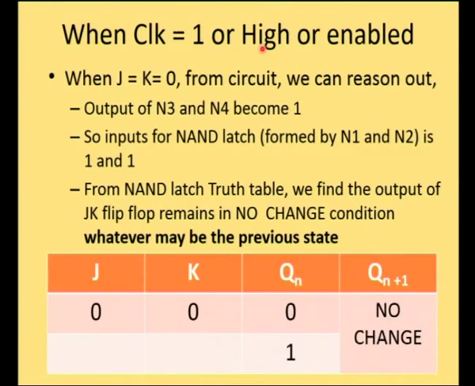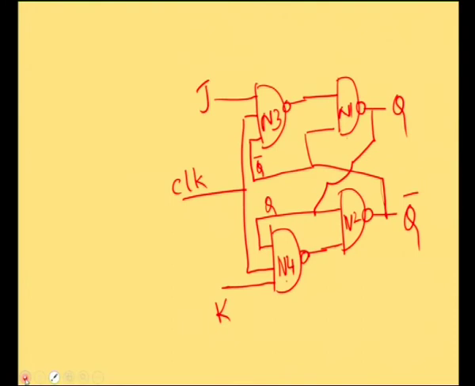When clock is 1 or high and it is enabled, when J is equal to 0, K equal to 0, what is going to happen? Let us reason out from our circuit. Here you have the circuit, you have the latch, J is equal to 0, K is equal to 0 while clock is equal to 1. Because J is equal to 0, the NAND gate output is going to be, yes, you are right, 1, and because K equal to 0, NAND output is going to be once again 1.